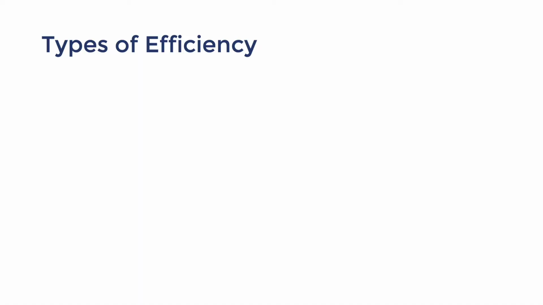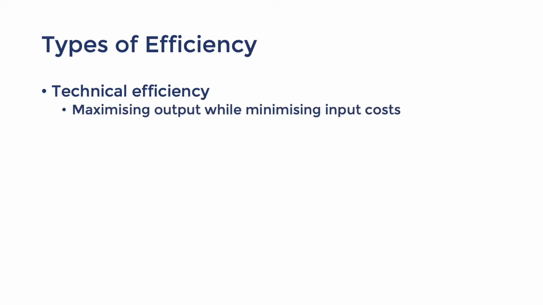You can learn about these concepts in detail by checking out my videos about aggregate supply and economic growth. But here's a quick recap. There are three types of efficiency: technical, allocative, and dynamic efficiency. Technical efficiency is the ability of an economy to maximize output while minimizing input costs. It's productivity, but at a whole economy level.